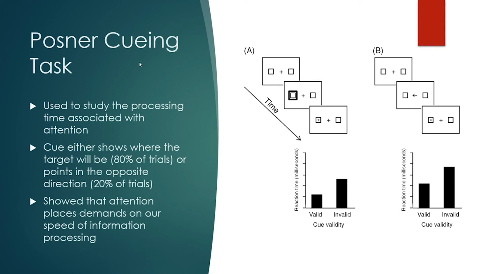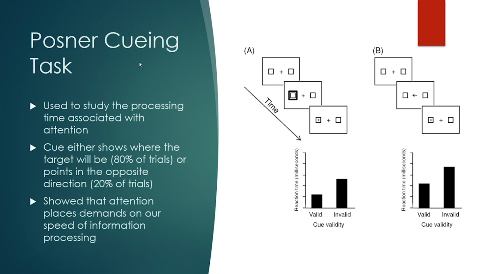It actually shows up, and then he hits the button, whether it was on the left or on the right. But then he would throw in these trials where the cue would tell him that it was going to be in a certain direction, but then it wasn't. And what he found was that attention had these processing demands, right?